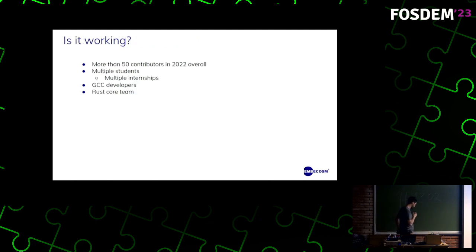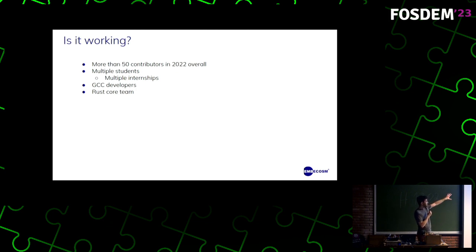So is that working? Are people happy to contribute to GCC RS? I think so. In 2022, we had over 50 contributors. That's mostly code contributors. We have also had people helping us with the Git stuff, the email stuff, CI stuff, and so on.